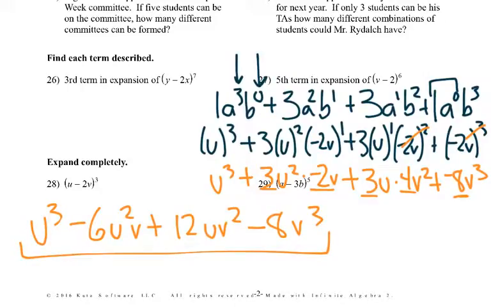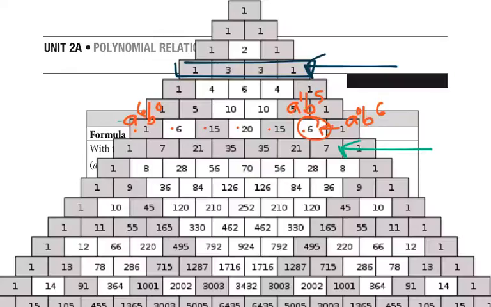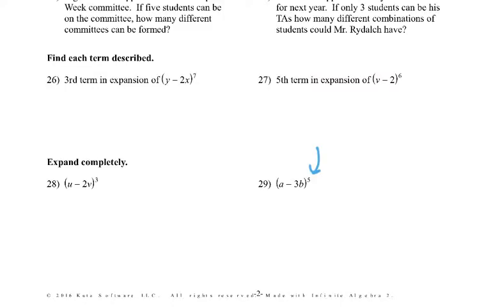Okay, now it looks like we just have enough time for the last one. Sweet. So now we've got row 5. Okay, so I'm going to row 5, find my coefficients. So 1, 5, 10, 10, 5, 1.